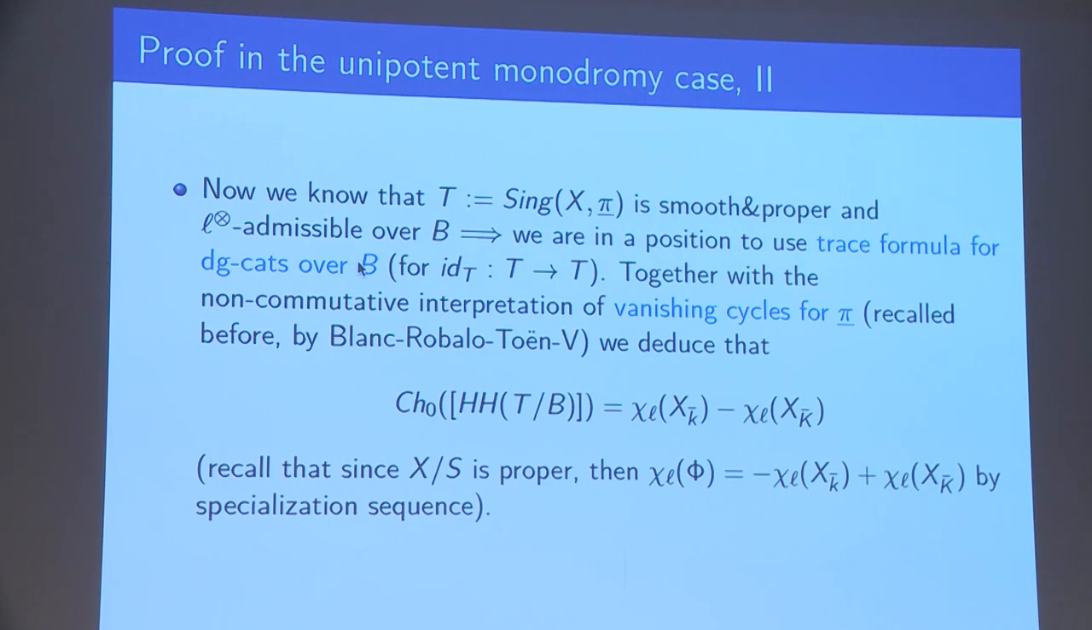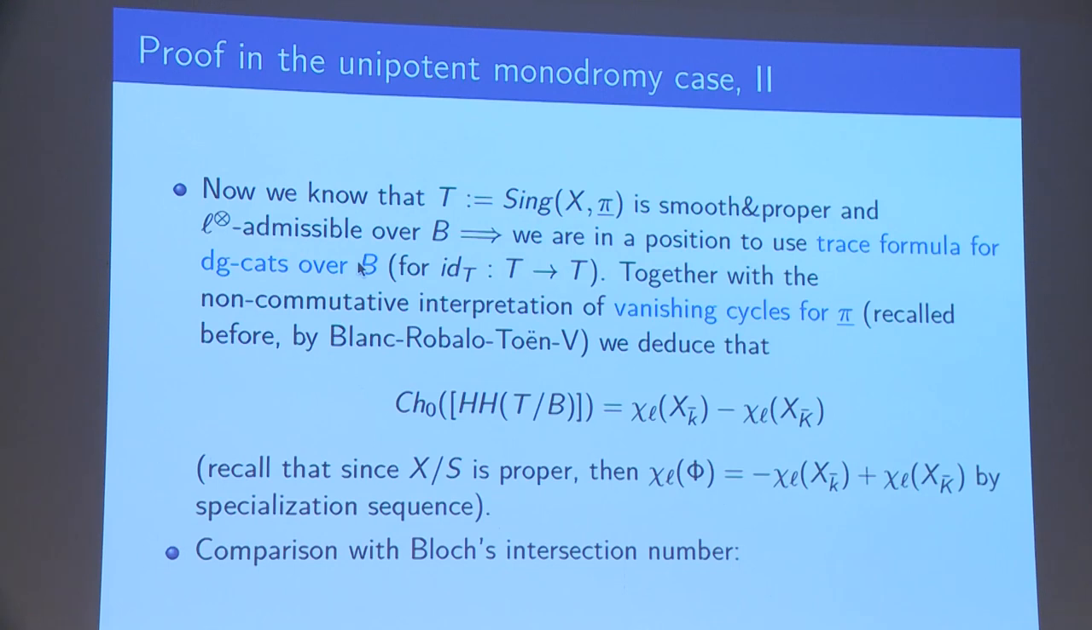Basically this formula follows from some easy manipulation, plus the fact that it's known that the Euler characteristic of the vanishing cycles is this difference of Euler characteristics by the specialization sequence. So it's an elaboration of this thing. The hard work is to prove that you can apply the trace formula to this singularity category over B.